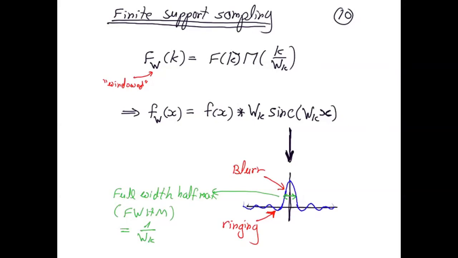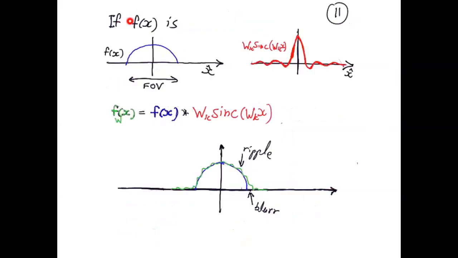All right. So if this is f of x, and this is the effect of finite sampling, we're going to convolve these two together, and the result would be some blurring of these features as well as ripple. Okay, so both ringing and blurring are the two effects of finite sampling in the frequency domain.